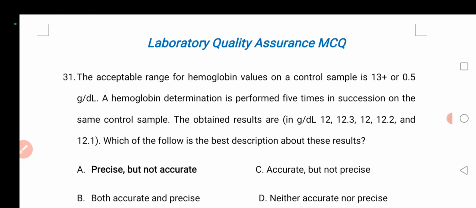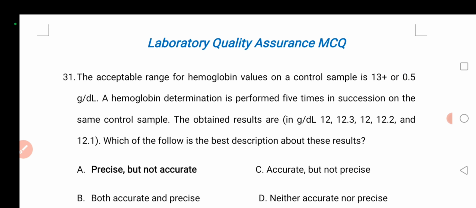So let us begin. The first question from lab quality assurance says the acceptable range for the hemoglobin control sample is 13.0 plus or minus 0.5 g/dL. The determination is performed 5 times in succession on the same control. The results obtained are 12, 12.3, 12, 12.2 and 12. Which of the following is the best description?